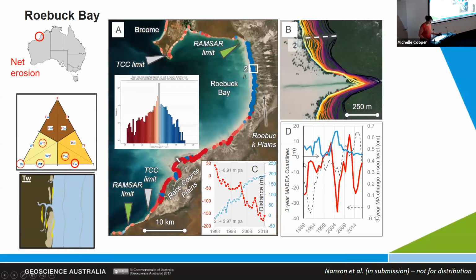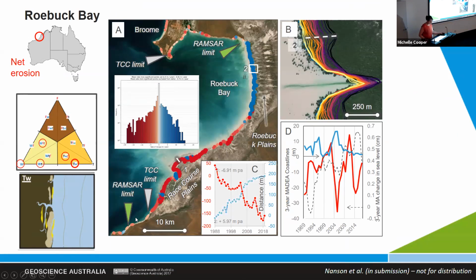Okay, so moving up to Roebuck Bay in the north of Western Australia up here, we're now in a tide-dominated wave-influenced system. This is another tertiary coastal compartment marked by these limits. It's marked by these limits, but you can see two really contrasting trajectories of shoreline change.